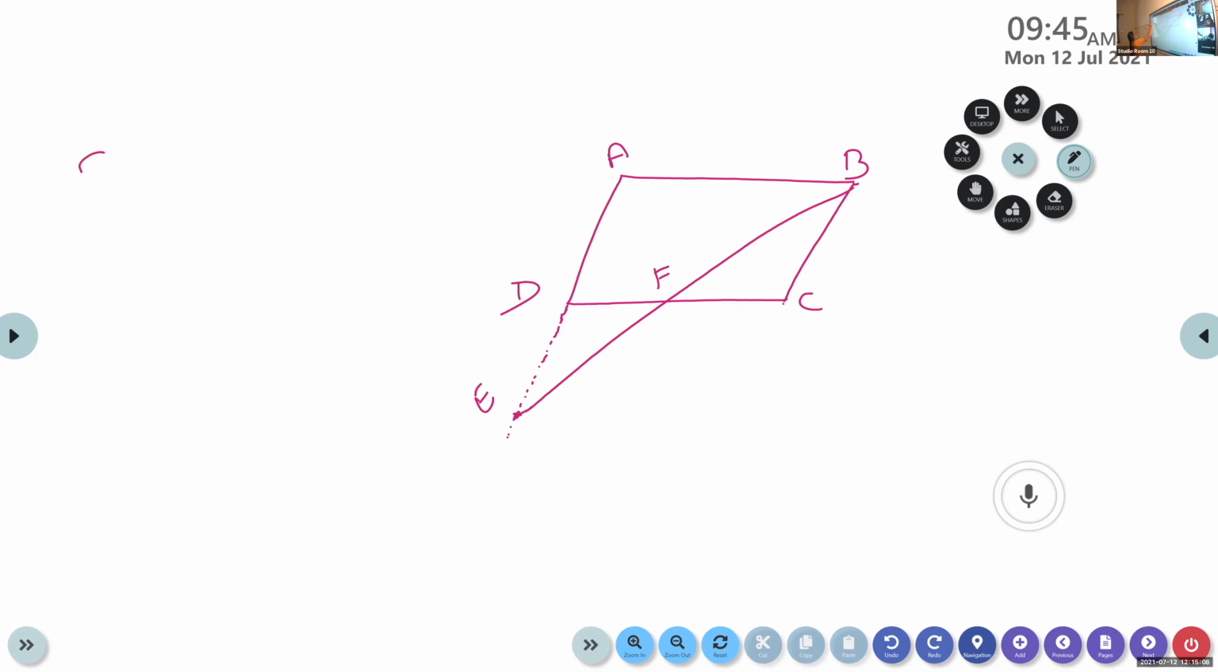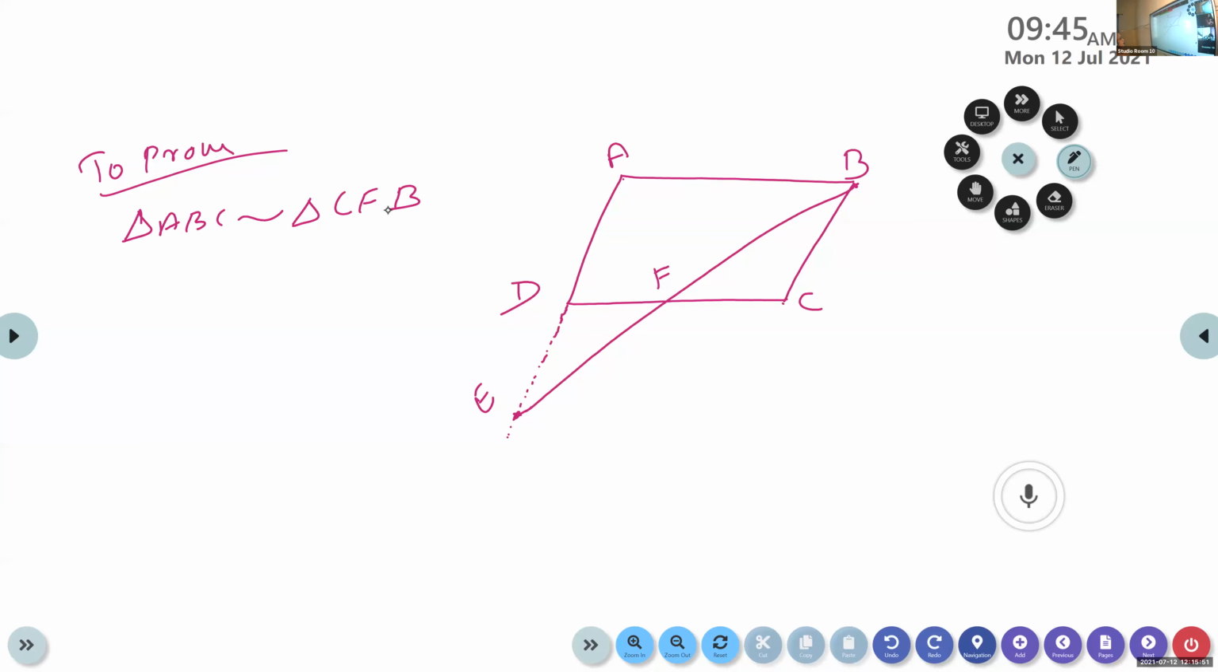Now to prove is what? To prove is triangle ABE similar to CFB, this small triangle CFB. Now try. Question is very simple. After getting the figure, question is very simple. You can easily get criteria for proving these two triangles.